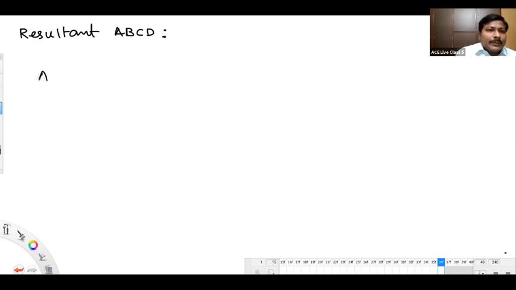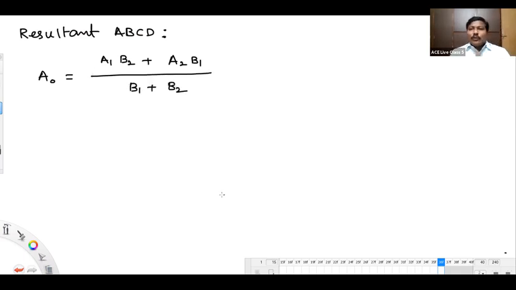Resultant ABCD parameters. First I'm writing A0. So it will be A1 B2 plus A2 B1 by B1 plus B2. That is the resultant parameter A0. Next, resultant parameter B0 I am writing. It will be B1 B2 by B1 plus B2.